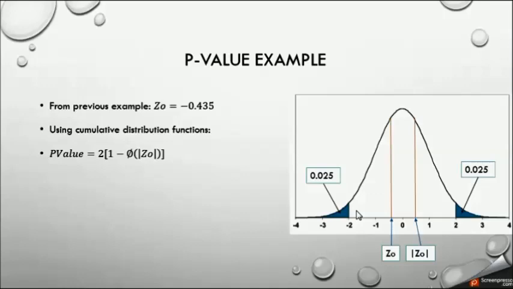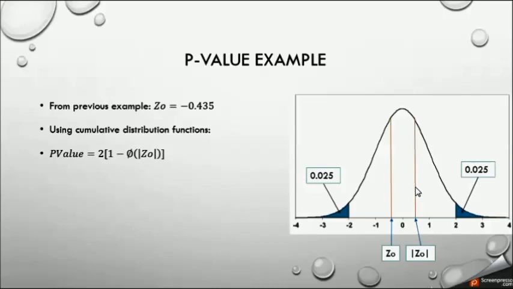Suppose we use the cumulative distribution function of the normal distribution. We measure the p-value as 2 multiplied by 1 minus phi of the absolute value of Z0. So let's look at what this equation means. The absolute value of Z0 ensures that we are on the positive side, so we are greater than 0. Suppose here is the absolute value of Z0, this brown line.